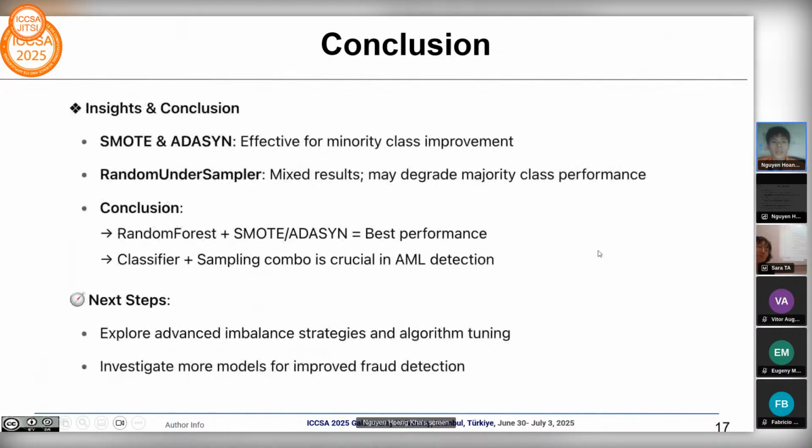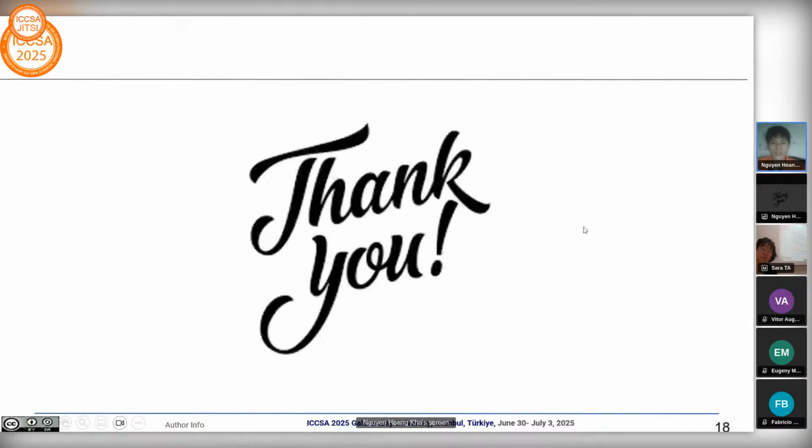So the insight and conclusion: SMOTE and ADASYN are effective for minority class improvement, and random undersampling gives similar results but may degrade majority class performance. The conclusion is that random forest plus SMOTE and ADASYN is the best performance, and the classifier-sampling combo is useful in AML detection. In future work, we will explore expanding to multi-dataset and horizontal settings and investigate more models for improved fraud detection. So that's all for my presentation. Thank you for listening.